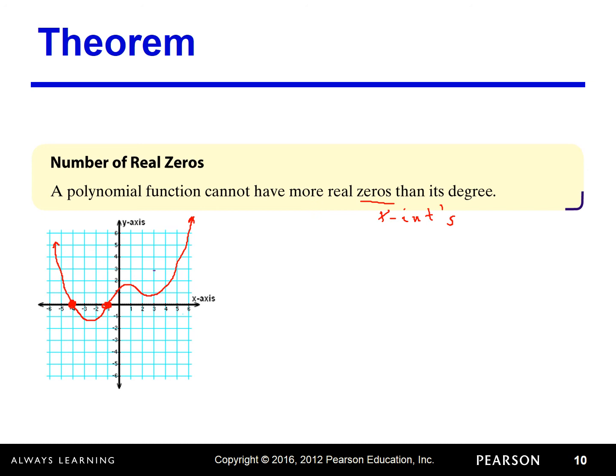What we have to say about all of that is that a polynomial function cannot have more real zeros, in this case 4, than its degree, which is 4.